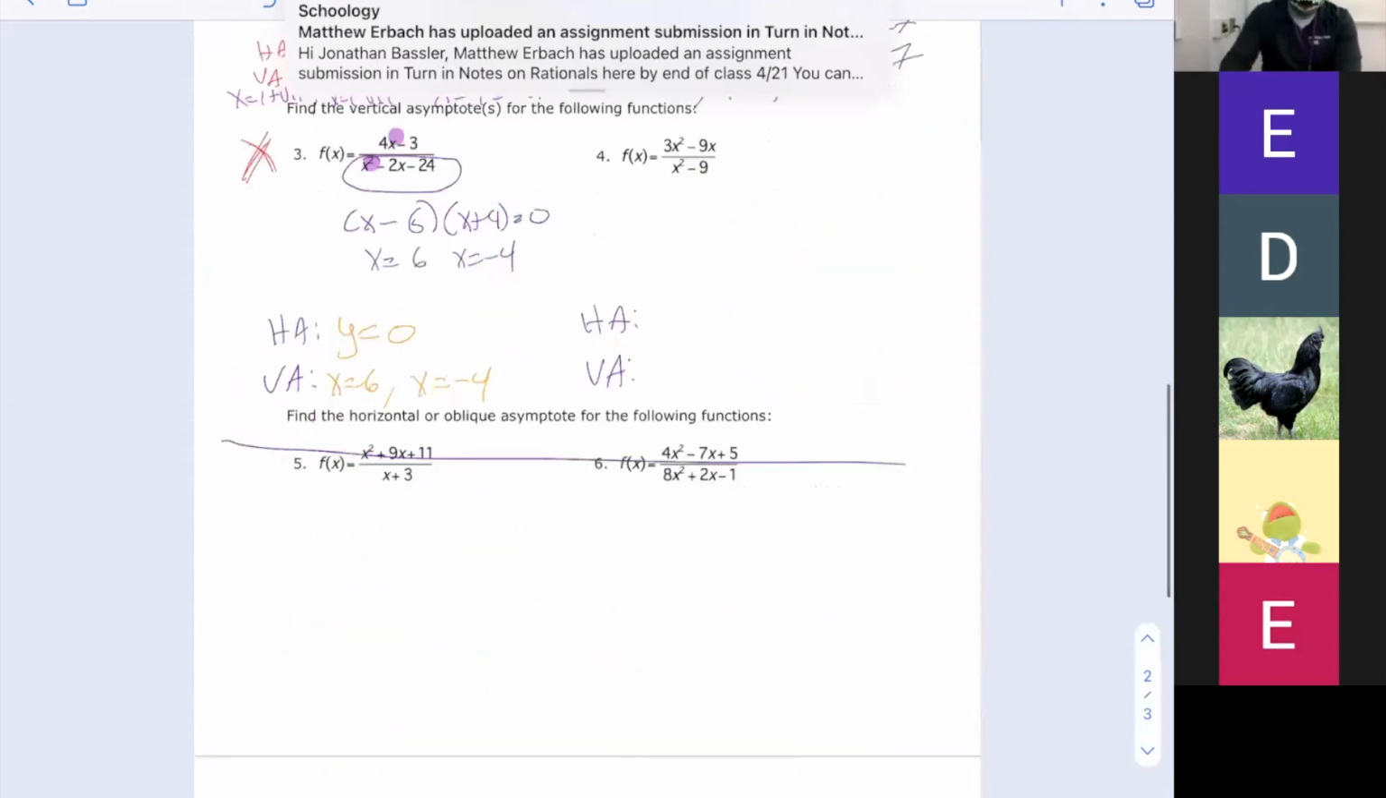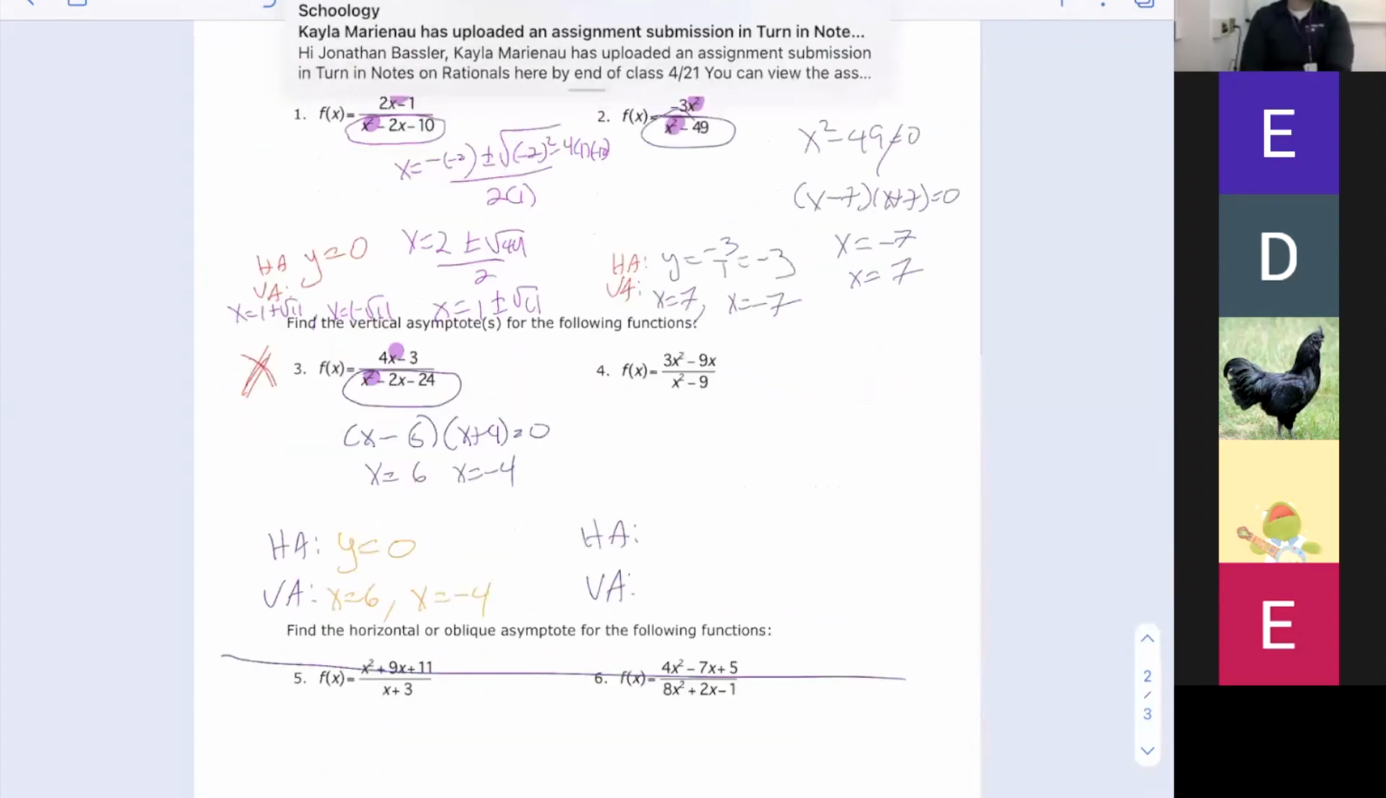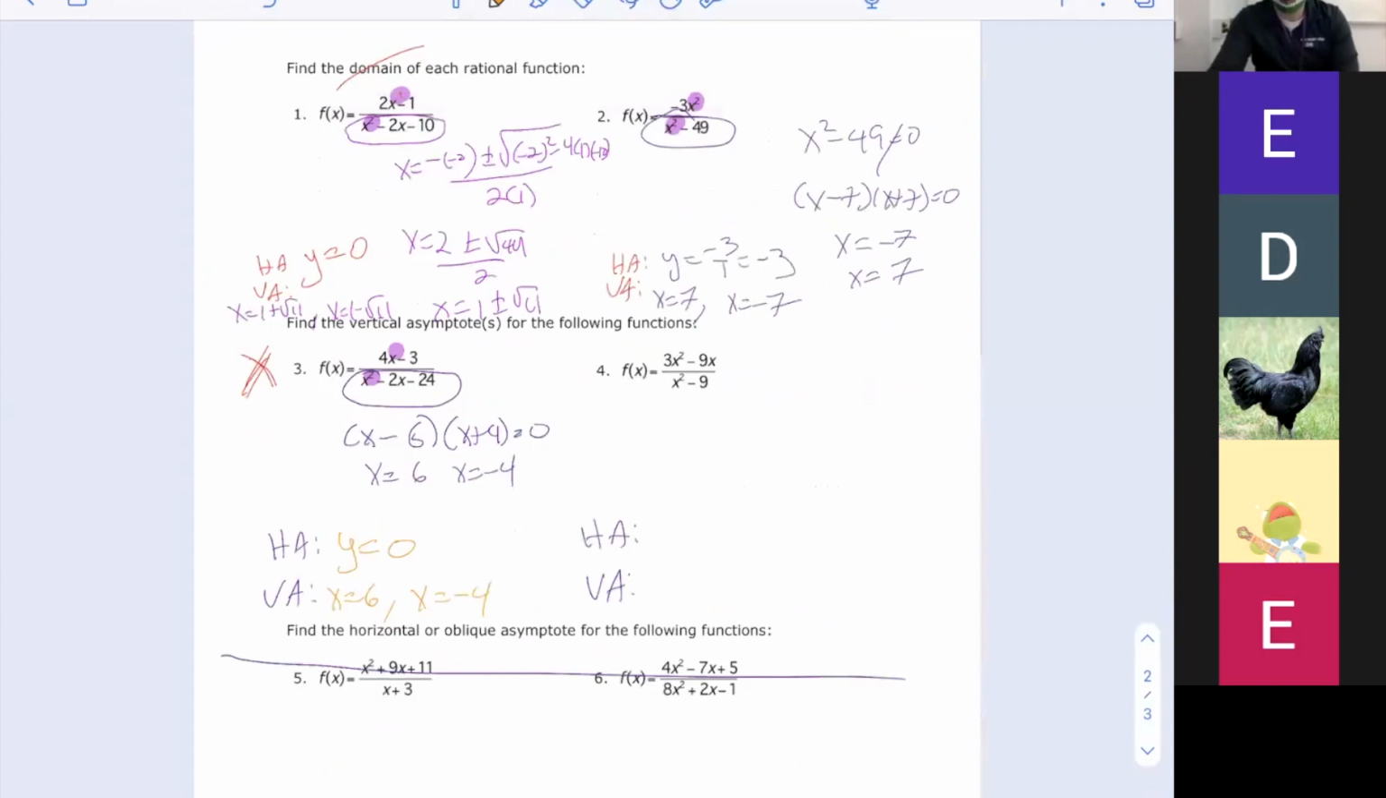So how many of you got that for number 3? Yes? Yeah? How about the virtual world? Give me a thumbs up. How many of you got that? Very good. Very good. Awesome.